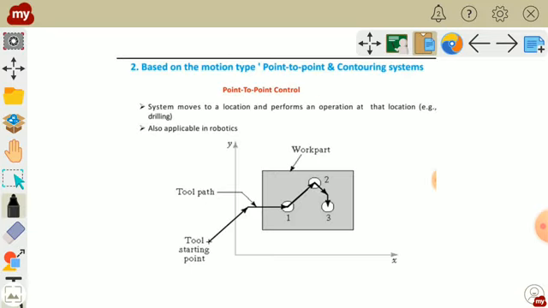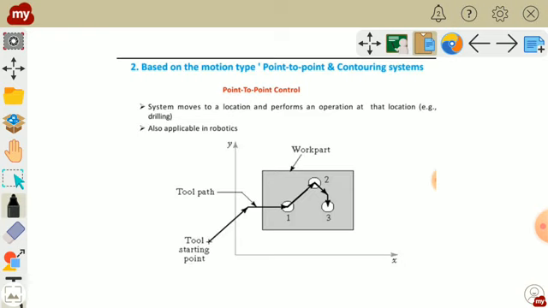Now next, based on the motion type, point to point and contouring systems. First we discuss point to point control. A point to point control system moves to a location and performs an operation at that location.